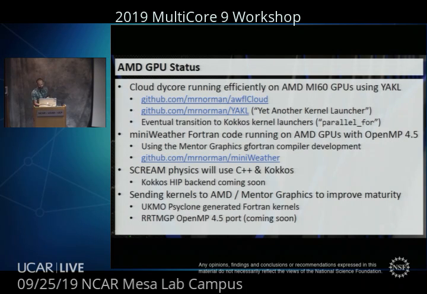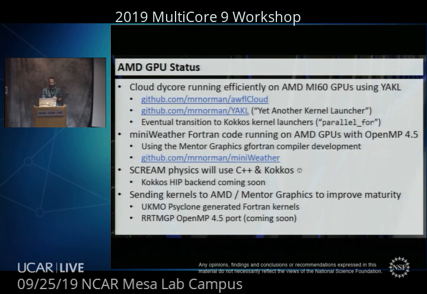There's a code called MiniWeather that's a training app. It's about 400 lines of 2-dimensional, simple atmospheric dynamics that is running successfully on AMD GPUs in Fortran using OpenMP 4.5. That was something very surprising for us, that we're actually getting the right answer for that out of the box. And it's very encouraging that maybe this will actually be ready when Frontier hits the ground.